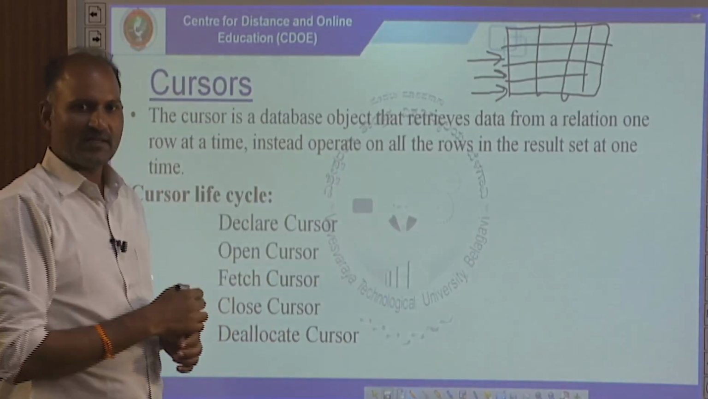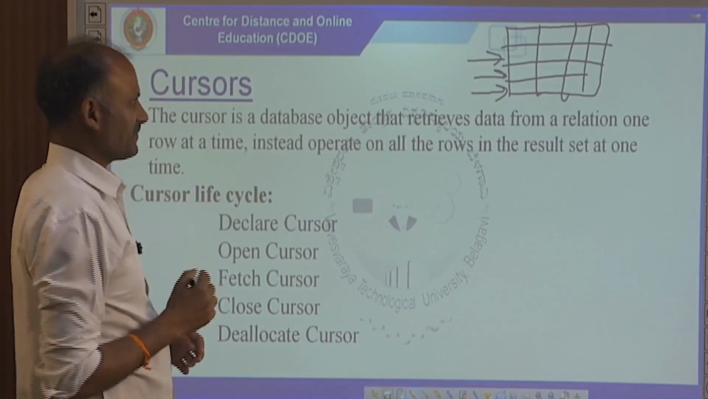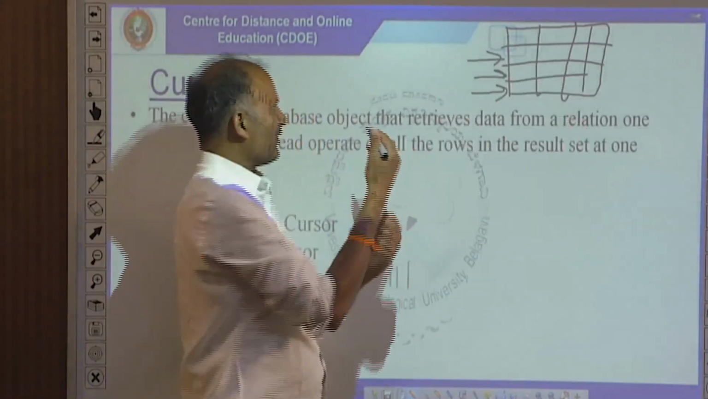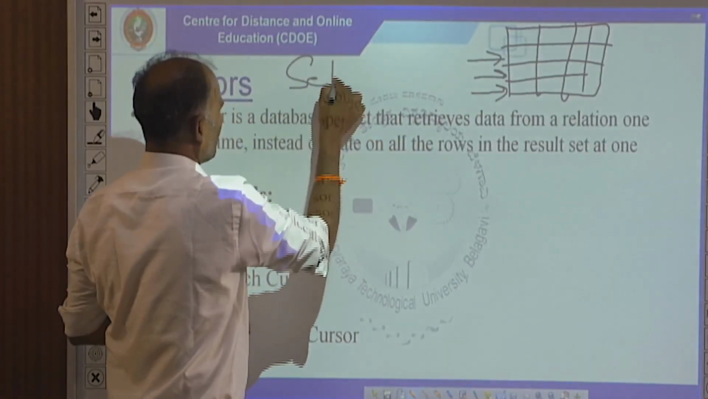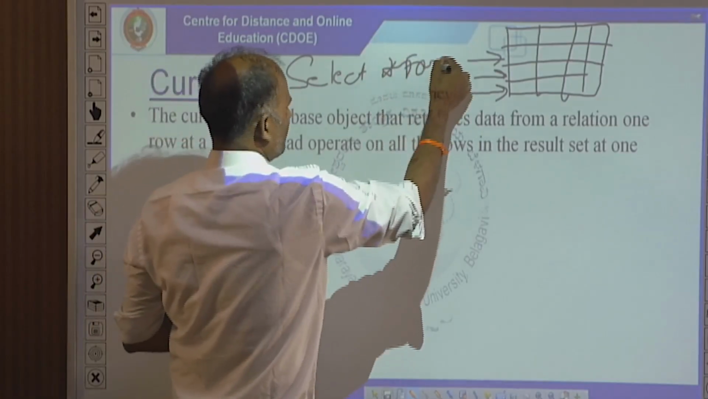A cursor is a database object that retrieves data from a relation one row at a time. When you apply a cursor on the relation, it does not include, for example, select star from table.